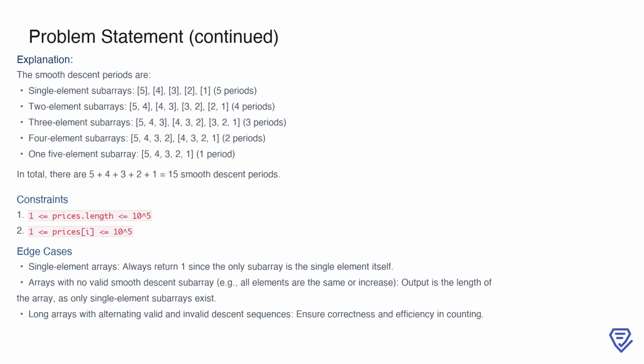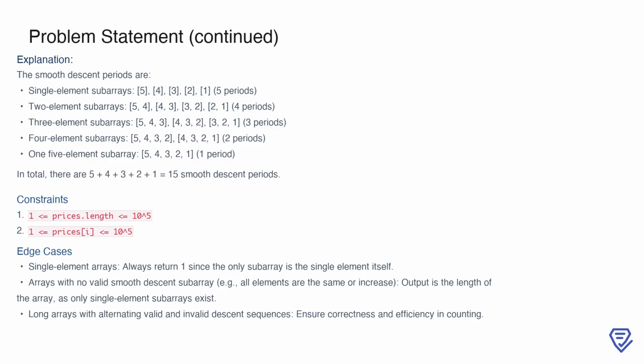In the third example, we have prices equals 5, 4, 3, 2, 1. The output here is 15. Let's break this down. First, each individual element forms a smooth descent period, giving us 5, 4, 3, 2, and 1, that's 5 periods. Then, we have the two-element subarrays 5, 4; 4, 3; 3, 2; and 2, 1, which contribute 4 more periods. Next, the three-element subarrays 5, 4, 3; 4, 3, 2; and 3, 2, 1 add 3 periods.